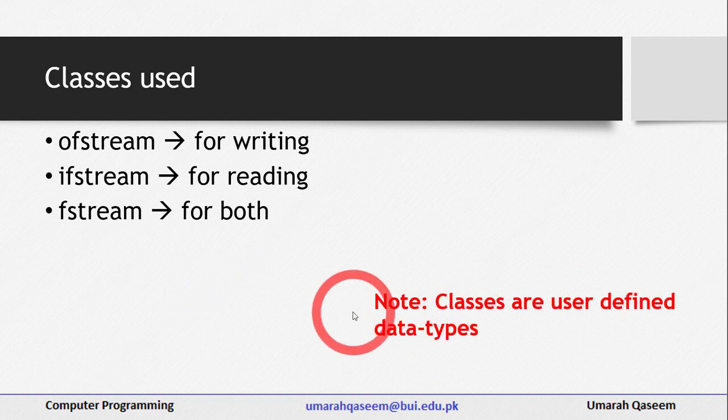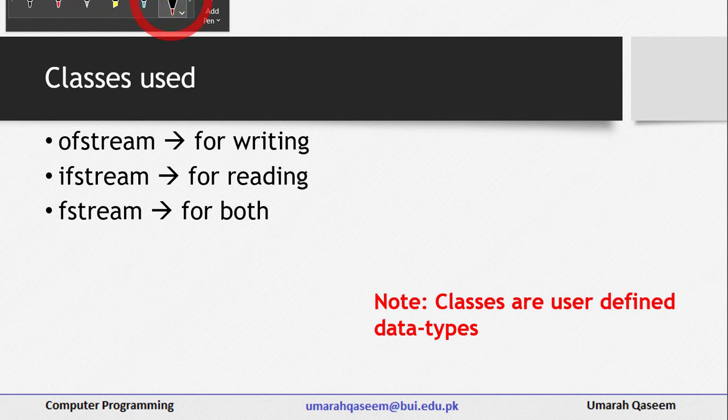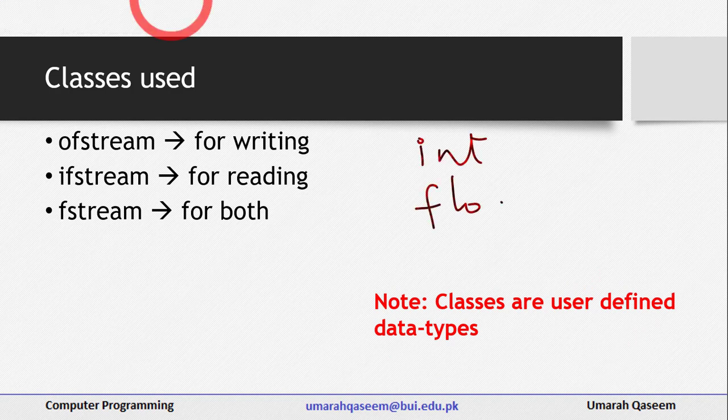user-defined data types. So you all know about integers and floats. So you know these are different data types. So consider classes as a data type like this, but they are user-defined, or you can say they are custom data types. So we will be using ofstream and ifstream today. So these are the two classes or custom data types.